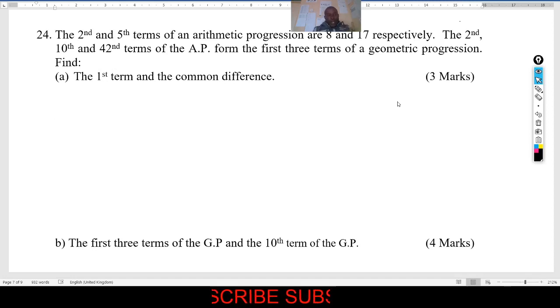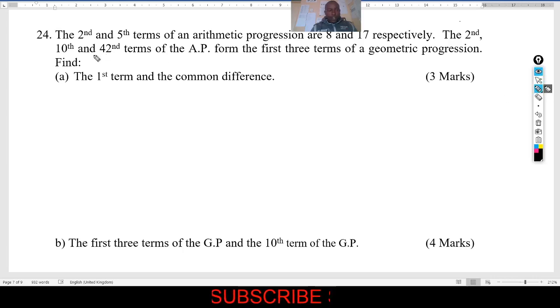Then the last question that I'm going to do is a question on progressions. Most likely you will find such a question, either geometrical progression or arithmetical progression or a combination. So this is a question that is very common in KCSE. So this is my last question that I want to tackle now: the second and fifth terms of an arithmetic progression are 8 and 17 respectively.